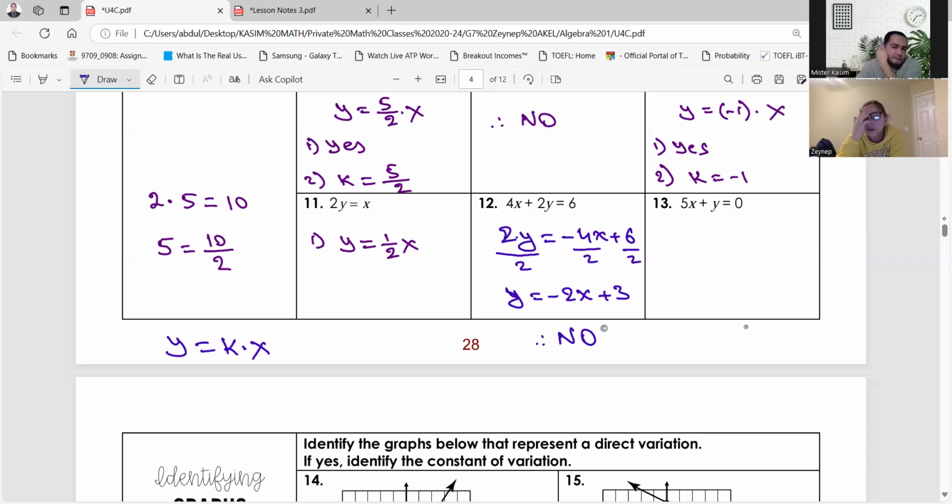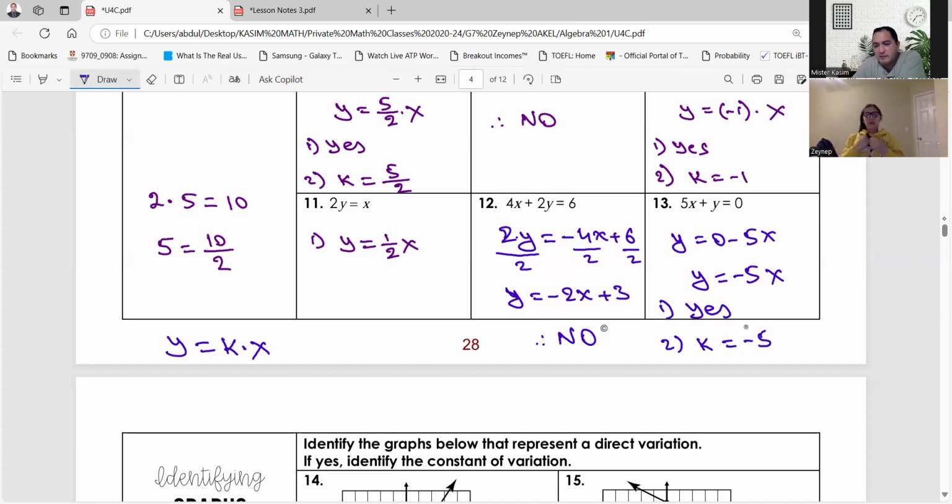No, it's not. It is, Zainab, it is. Yeah, but there's a 0. So 0 is nothing. It is not something. So y, move this to the right-hand side, we have just 0 minus 5x. What is 0 minus 5x? It's just negative 5x. So the answer is yes. And what is the constant of variation? It is negative 5. Right?